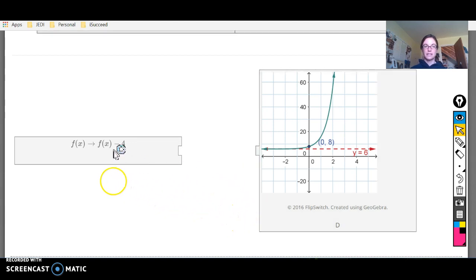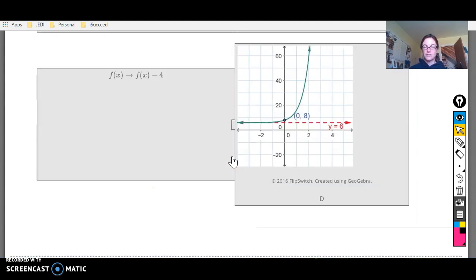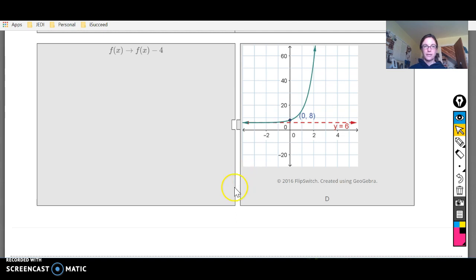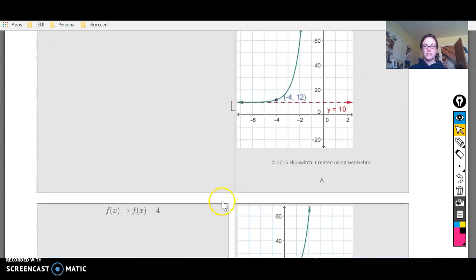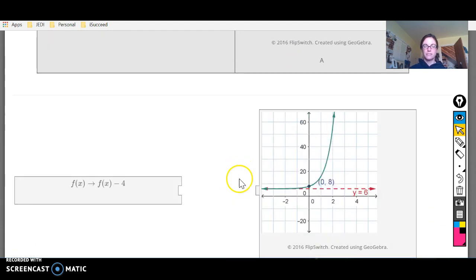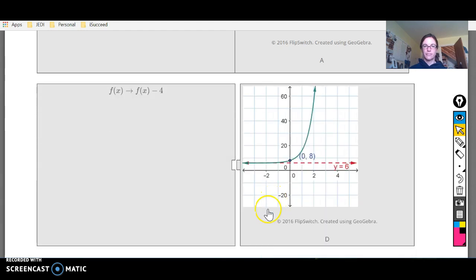And then last but not least, remember, if the value is outside the parentheses, we're going to go down, or we're going to follow the sign. So this is a negative sign, we're going to go down. Last time it was a positive sign, we went up. So we went from y equal 10 to y equals 6 here. Okay, so, yep, match up.